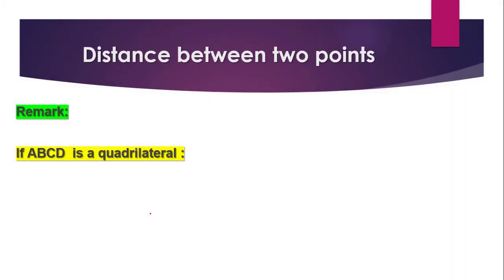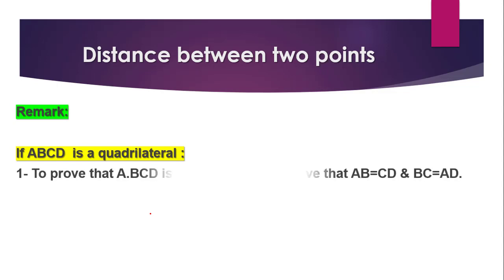Okay, if you have 4 points, A, B, C, D, this is a quadrilateral because we have 4 vertices and so 4 sides. If you want to prove that this quadrilateral is a parallelogram, I should prove that each two opposite sides are equal in length. It means AB equals CD and BC equals AD.